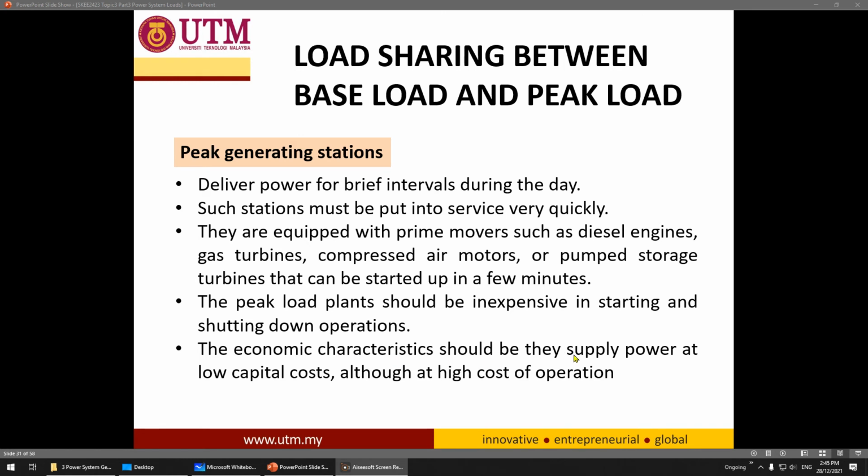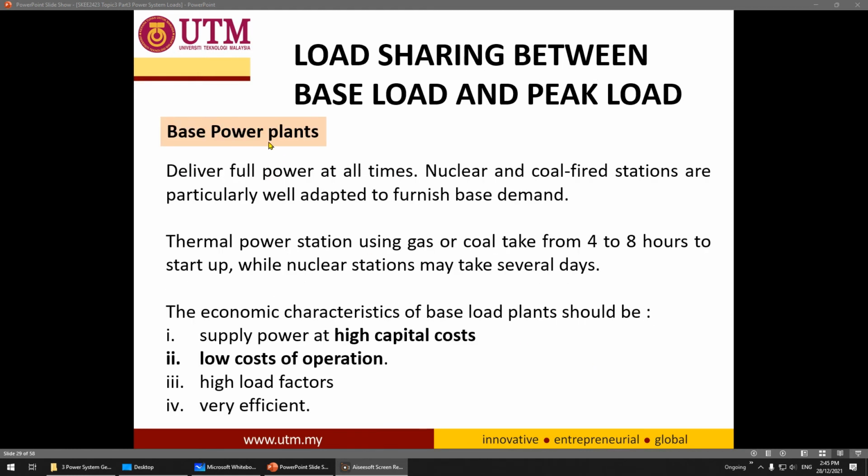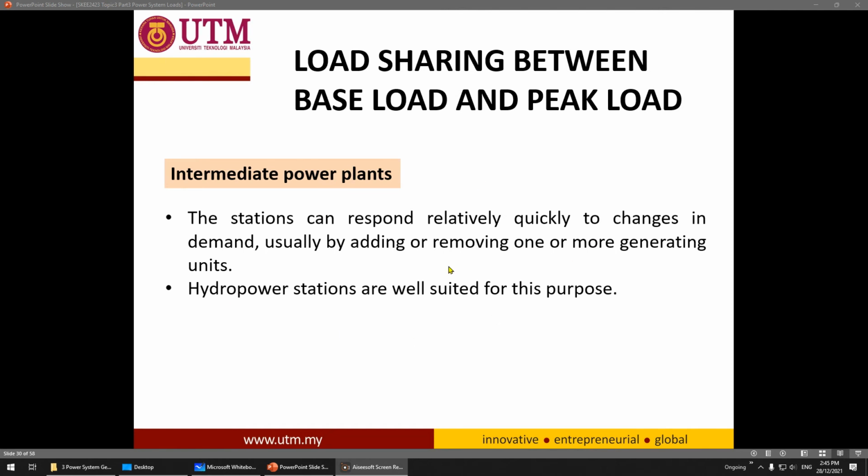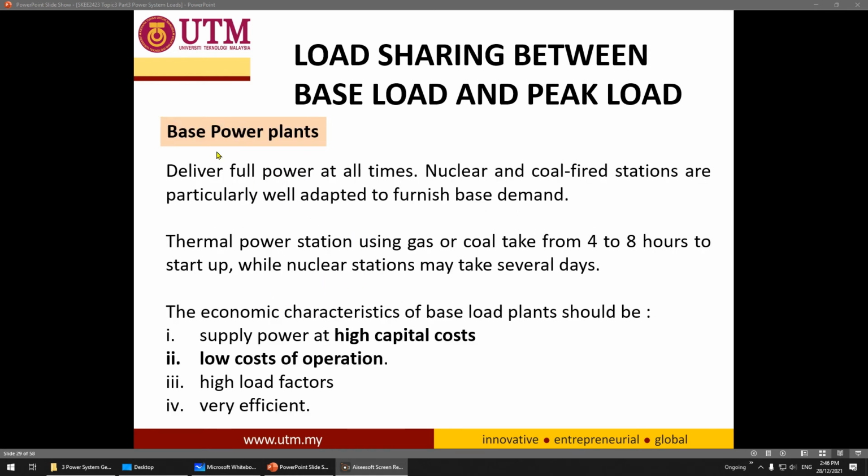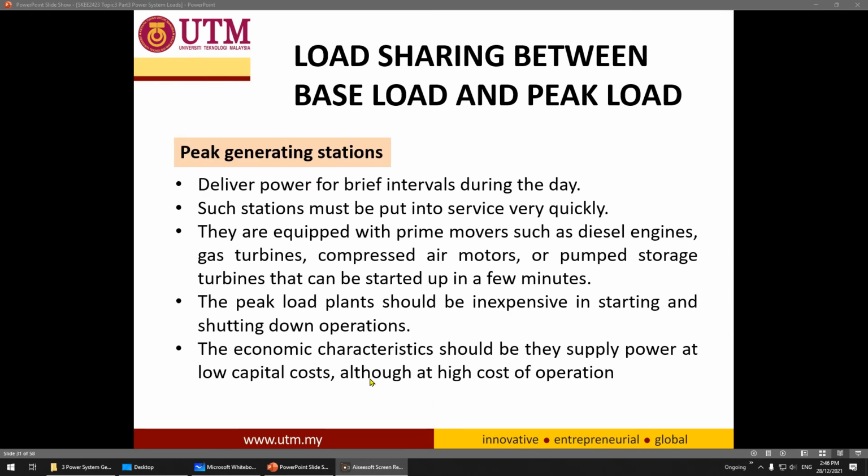The economic characteristic is that they supply power at low capital cost, although with high operating cost. To build it is quite cheap, but the operation is quite expensive. So that is the characteristic of the peak: low capital but high operation. For base it is flipped, you have high capital cost but low operation cost. Intermediate is hard to characterize, but for base and peak you can see the relationship.